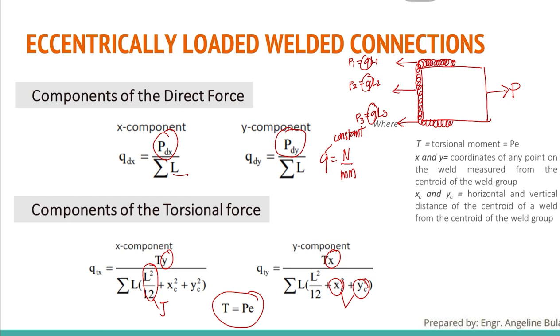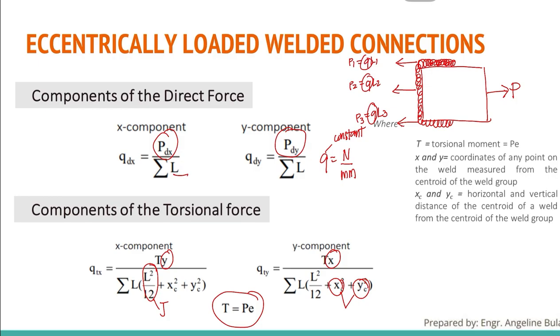So, why do we need to separate the direct and torsional? Kasi nga class, yung direct load distributes evenly. Since nga, yung direct load is pare-pareho sa kada weld segment, sa torsional kasi is magkakaiba yung forces niya depending on each weld's distance from the centroid. So, varying yung torsional forces, depende kung gaano siya kalayo or kalapit sa centroid.